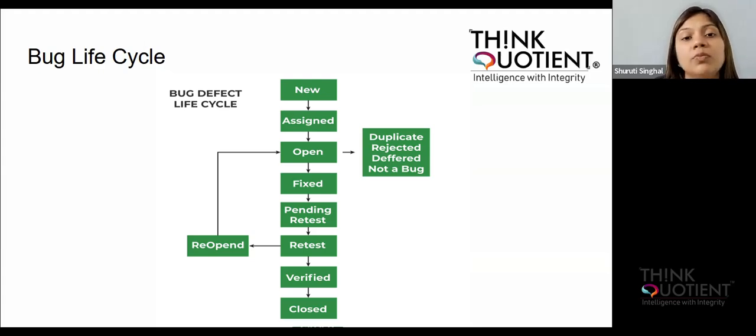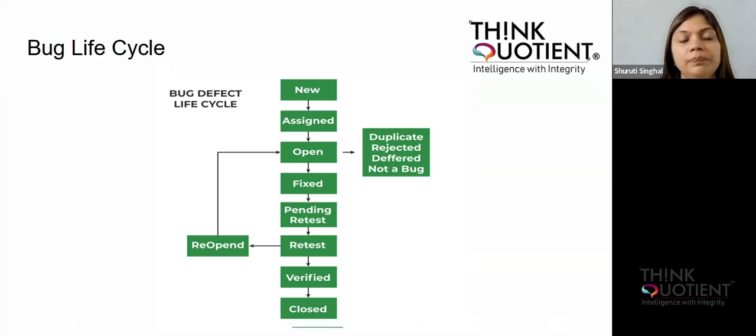And the last one is need more information. The document that you have given to the developer to solve a bug, the problem that you have given, is not enough to understand what problem you're facing. So you need more information. So that is all in which you can actually reject a bug.